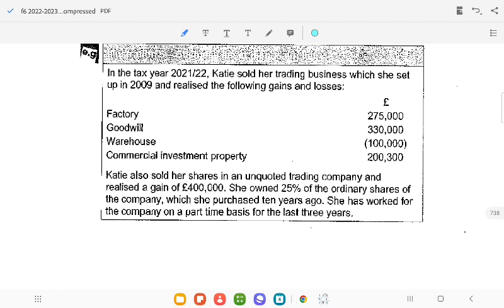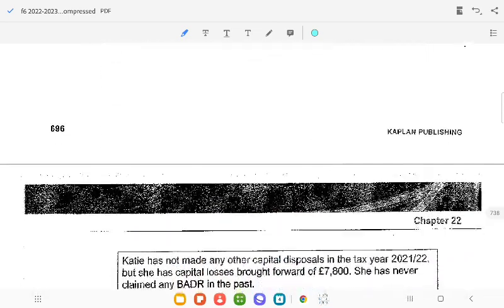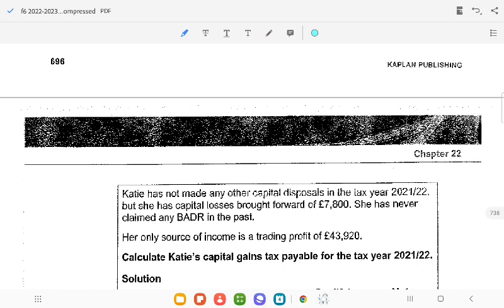She has worked for the company on a part-time basis for at least 3 years. Again, working as an employee for at least 2 years, this condition is also met. Katie has not made any other capital disposal in the tax year 21-22, but she has capital losses brought forward of 7,800. She has never claimed any BADR relief in the past. It means the whole 10 lakh BADR relief is available.